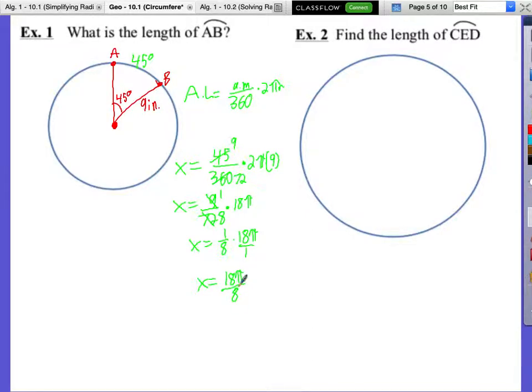Okay, can we reduce that anymore? What goes into both 18 and 8? 2. So we get 9 pi over 4. Can we reduce that anymore? No, okay. So do you guys remember finding approximate and exact answers before? What was the difference between the two?